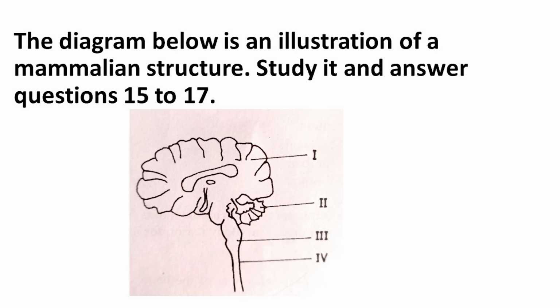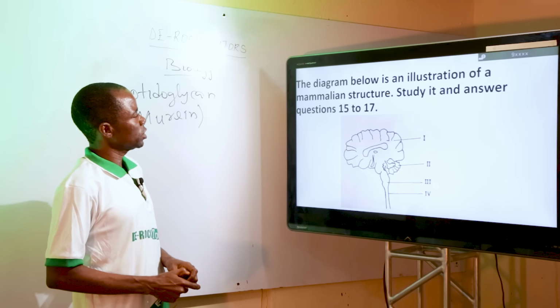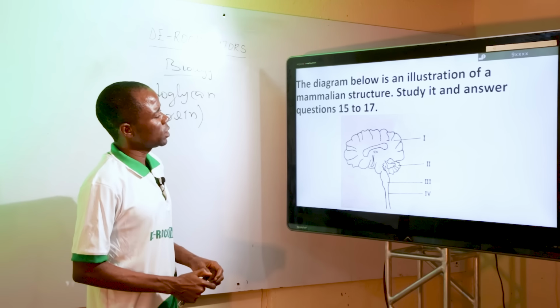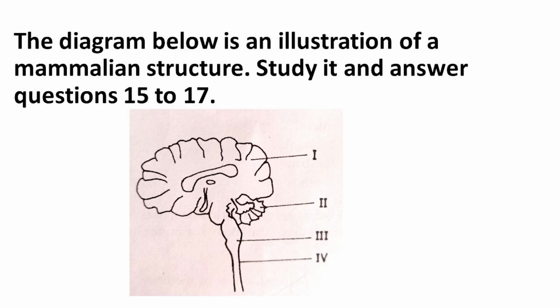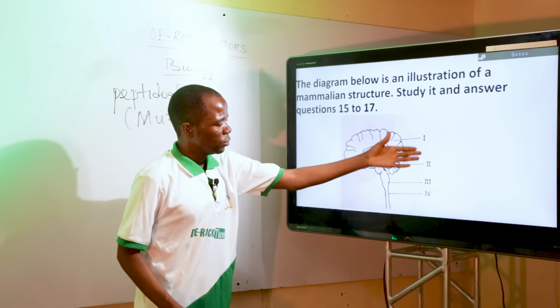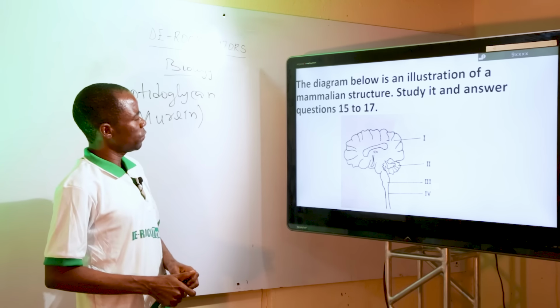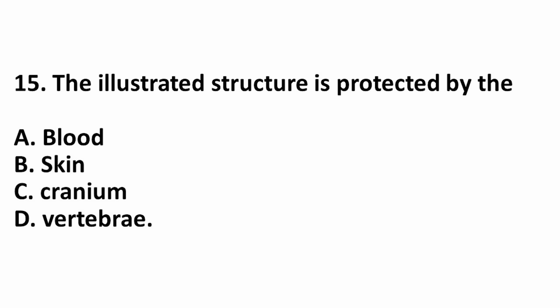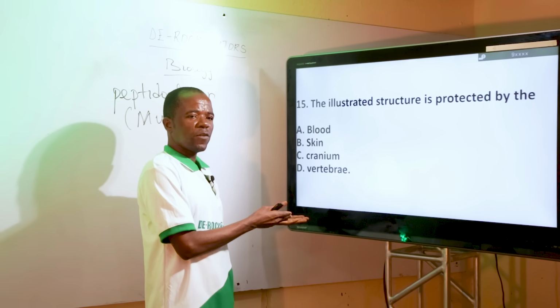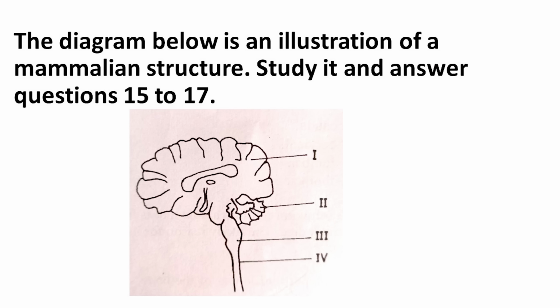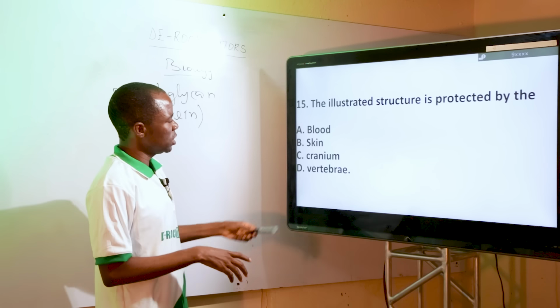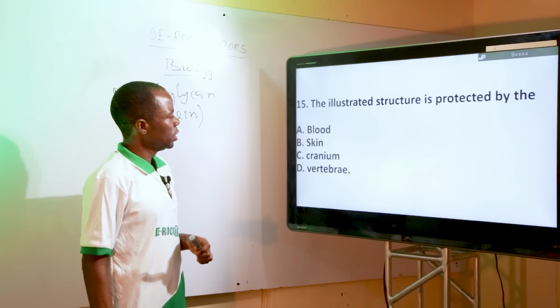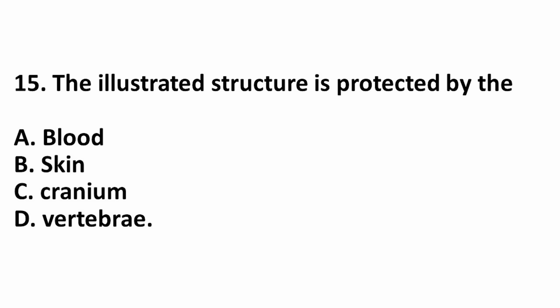The diagram below is an illustration of a mammalian structure. We are to study it and use it to answer questions 15 to 17. If you look at this, this is a diagram of a mammalian brain, and you can see the various parts labeled 1, 2, 3, and 4. So let's look at question 15. The illustrated structure is protected by the dash. We've established that the diagram represents a mammalian brain, and we know that the brain is protected by the bones of the skull, that is the cranium. So the correct answer here is option C. Brain is always protected by the cranium.